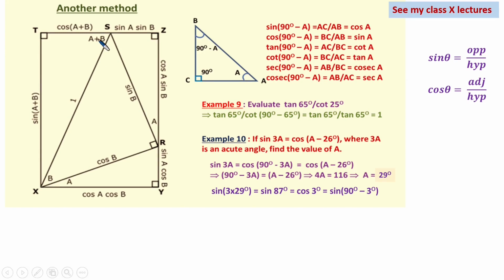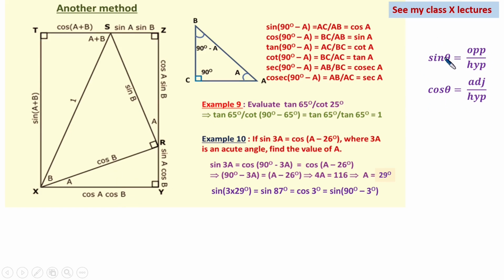If this angle is A plus B, then this length will be sine of A plus B, and this length from here to here will be cos of A plus B. Similarly for this angle A, since the hypotenuse is sine B, the opposite side will be sine A times this sine B. Please go through my earlier slides. Similarly, this adjacent side will be cos A times this hypotenuse sine B. And similarly here, sine A times the hypotenuse cos B, and again cos A times the hypotenuse.